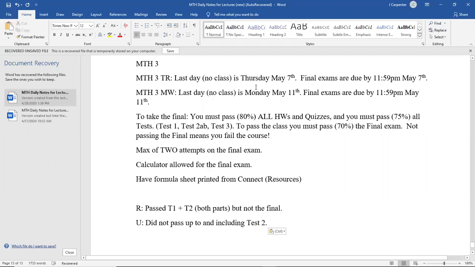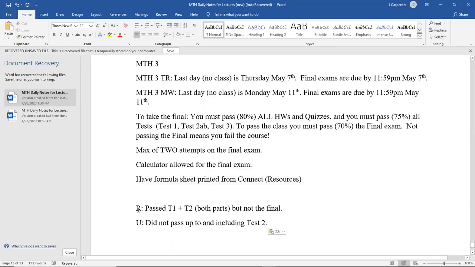If you are ready for the final before then, you can take the final before then. There is nothing wrong with that. You've got to get 80s on homeworks and quizzes, 75s on the regular tests, and 70 on the final to pass. If you don't pass the final, you don't pass the class. You only get 2 attempts. I cannot give extra attempts. You are allowed a calculator. You can print your formula sheet ahead of time in Connect and Resources, and then whatever that other tab was I showed you last time.